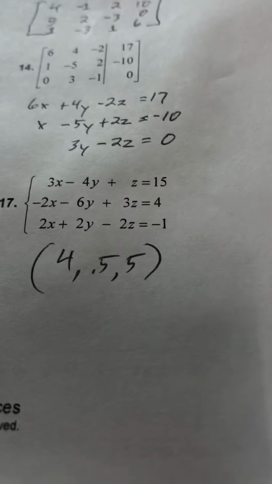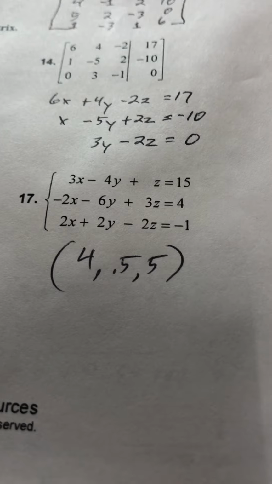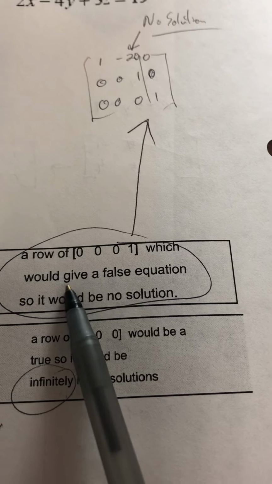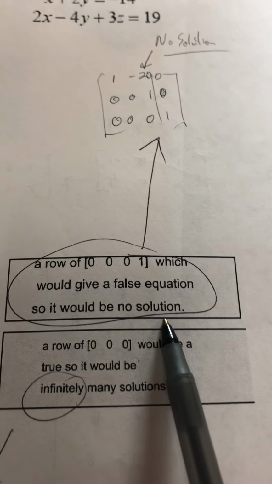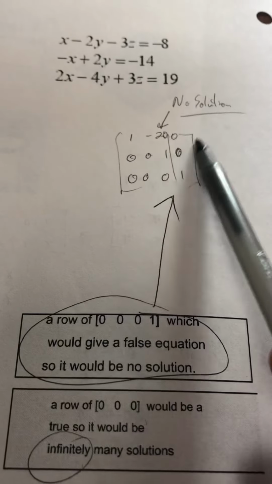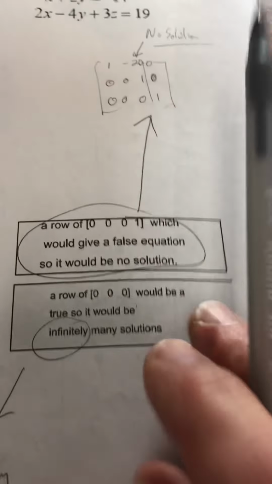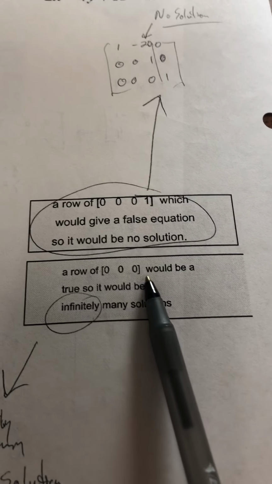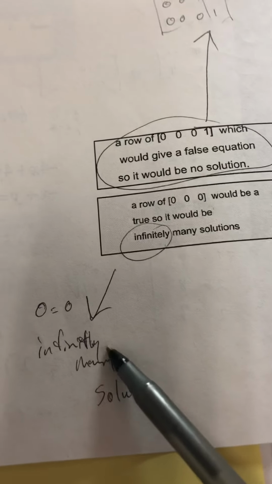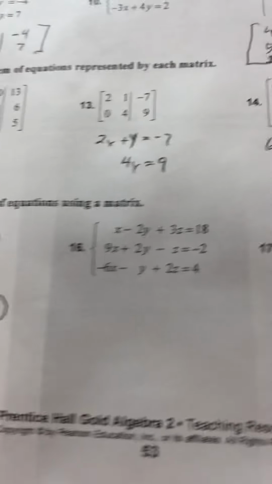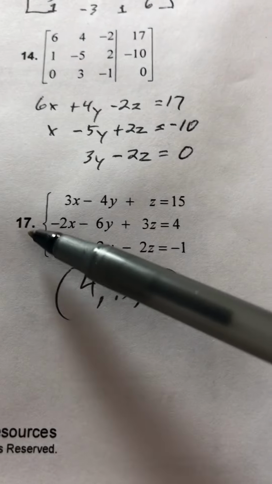Remember though, from yesterday, now you're not going to have any of this, but just in case, if you have a row of 0, 0, 0, 1 with the one at the end, it would give you a false equation, so there'd be no solution. We got that yesterday, so remember that's no solution whenever you see that printing up. And then if you have a row of just all zeros, that's going to be infinitely many solutions.